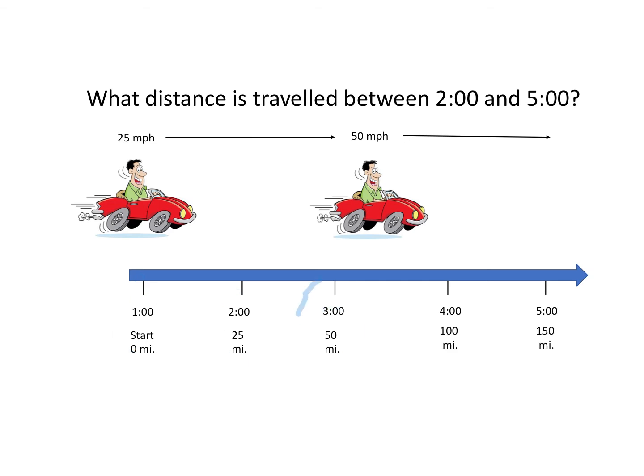All right, so at 3 o'clock, he's traveled 50 miles. But at 3 o'clock, he instantaneously changes his speed to a constant 50 miles per hour, which he continues on until 5 o'clock. Well, if he's traveled 50 miles at 3 o'clock, in the next hour, he's going to travel another 50 miles since he's going 50 miles per hour. So at 4 o'clock, he would have traveled 100 miles. And again, if he continues on for another hour at a constant speed of 50 miles per hour, by 5 o'clock, he would have traveled a total distance of 150 miles from his start at 1 o'clock.